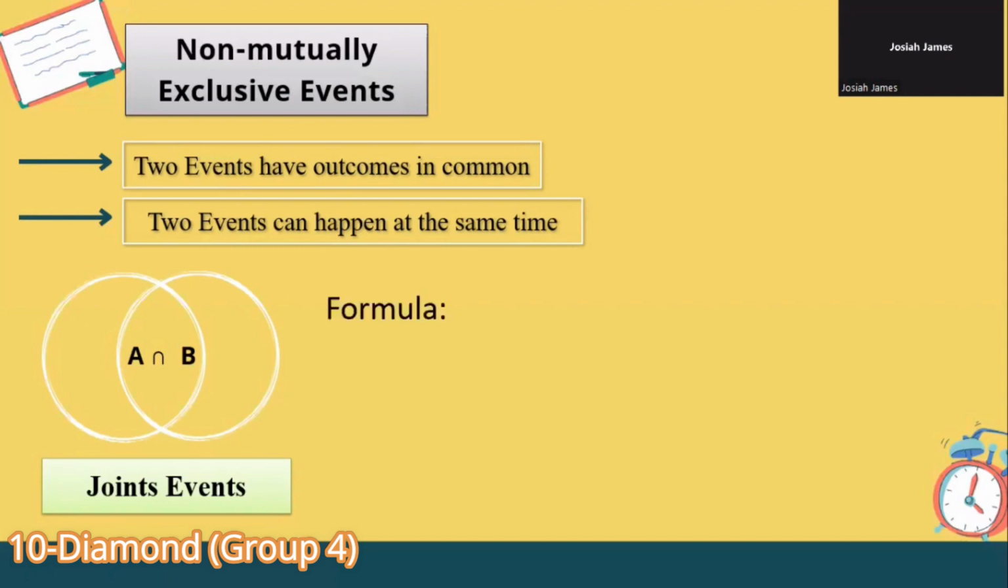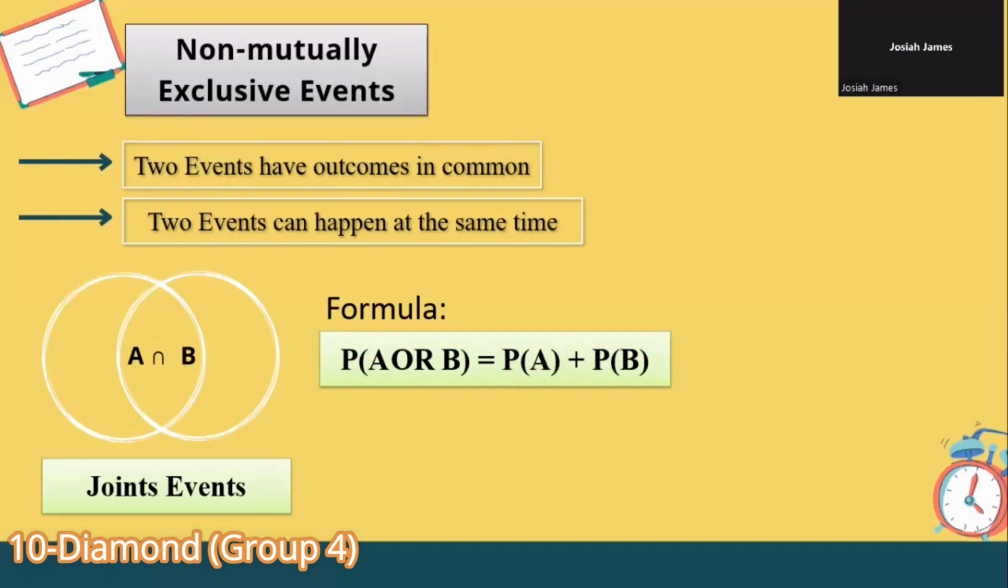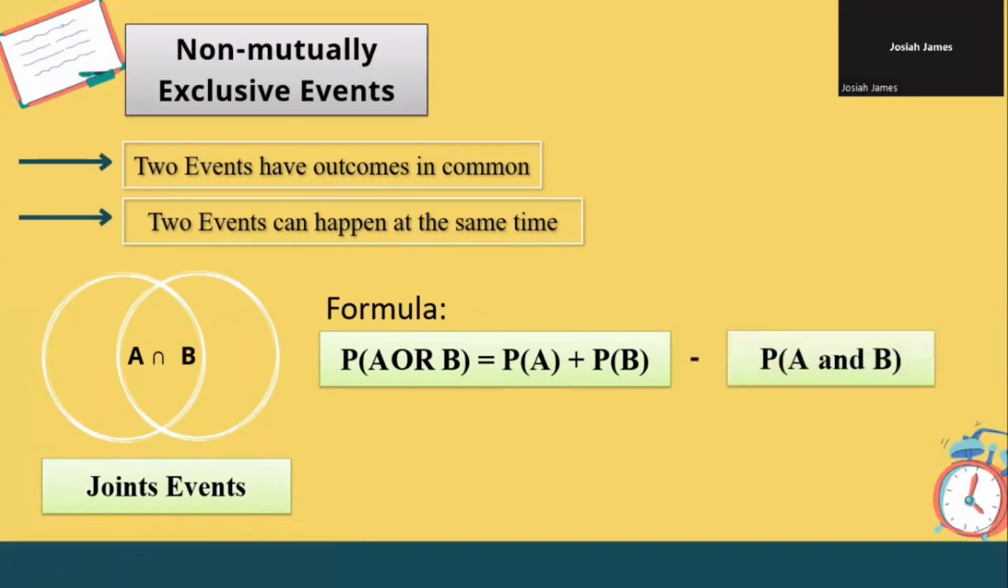In non-mutually exclusive events, the probability that A or B occurs is equal to the probability of A plus the probability of B minus the probability of A and B. The probability of A and B is the intersection of the two events.